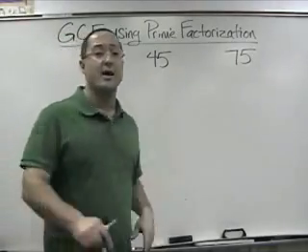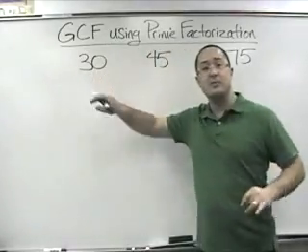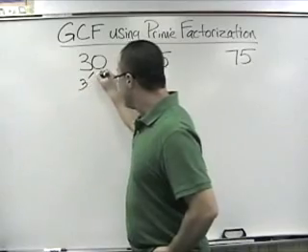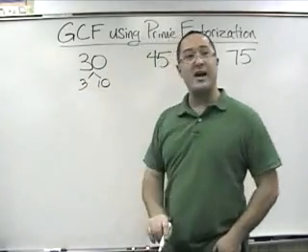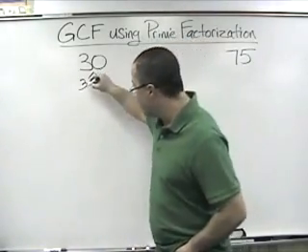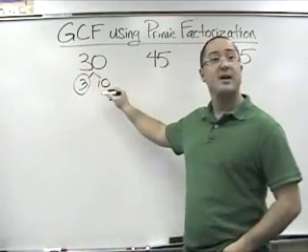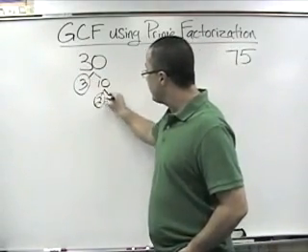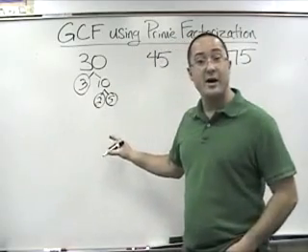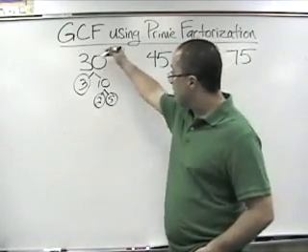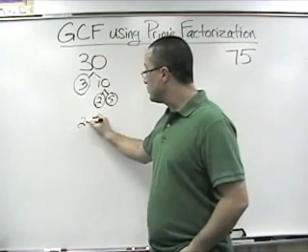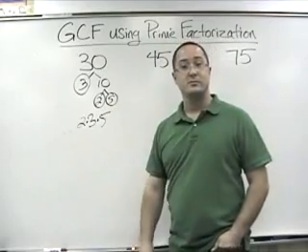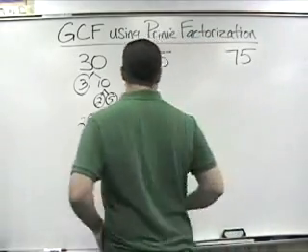This time I'm going to use the numbers 30, 45, and 75. So let's go ahead and do 30. Let's do the prime factorization of 30. 30, we could say, comes from 3 times 10. 3 is prime, that's taken care of. 10 comes from 2 times 5. Those two are taken care of. So 30 comes from 2 times 3 times 5.